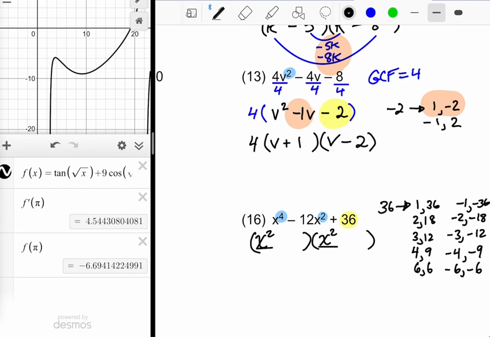Instead of x times x giving you x squared, x squared times x squared gives you x to the 4th. So now I'm looking, out of my list, because we know they're all going to multiply to 36, for the pair that will add to negative 12. Out of all of these possibilities, there's only one instance in which that happens. That would be minus 6, minus 6.